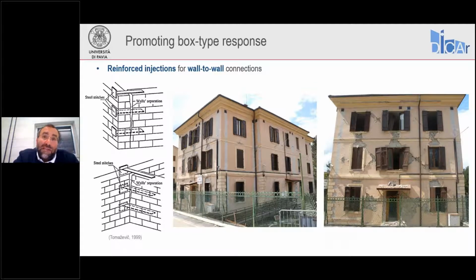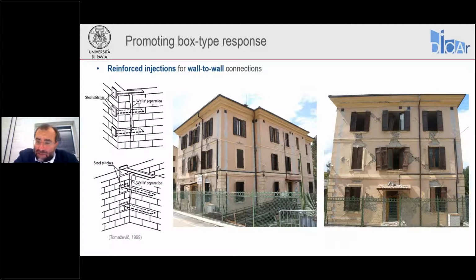They should bridge eventual cracks that would form for separation between the two walls with the overturning mechanism, and it will connect the wall which is overturning out of its plane to the one that is resisting in its plane. It can be provided at corners, it can be provided at interior intersections, and you see these photos were taken again in Amatrice after the 2016 earthquake.